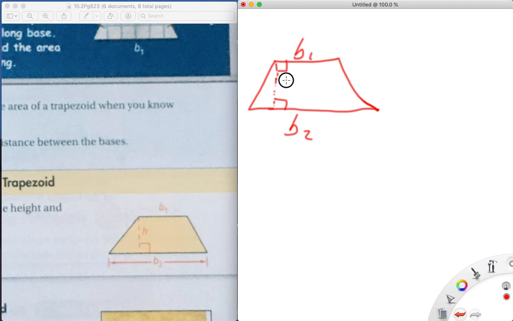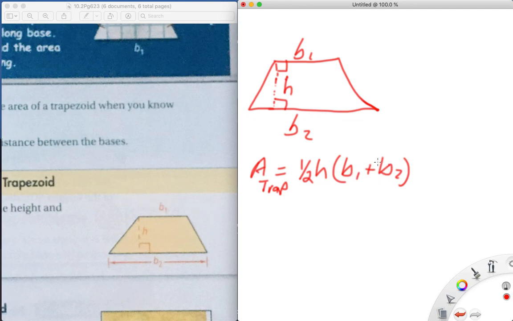And this dashed line between both bases that's perpendicular to both bases is called the height. So when we find the area of a trapezoid, the area of a trapezoid is going to be 1/2 the height times the sum of the bases.